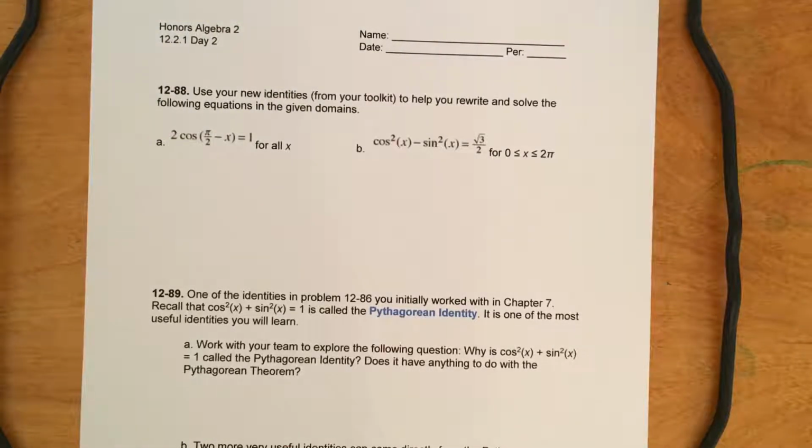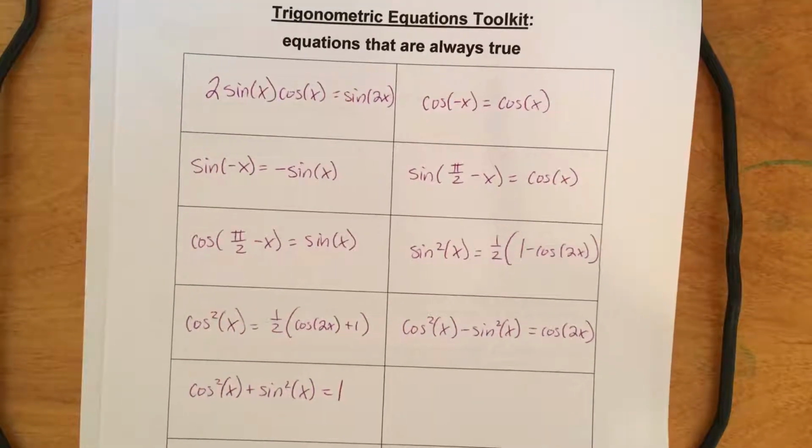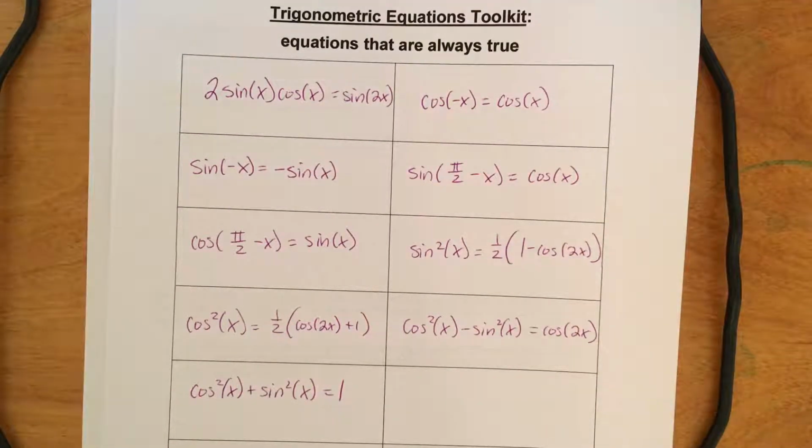All right, we're looking at 12.2.1, day 2, more trig identities. Yesterday we should have created a toolkit that had a bunch of different trig identities on it for you to reference. So I have this right here. If you want to just take a second and make sure you have all of those from yesterday filled in. We'll be using those a lot the rest of this chapter.